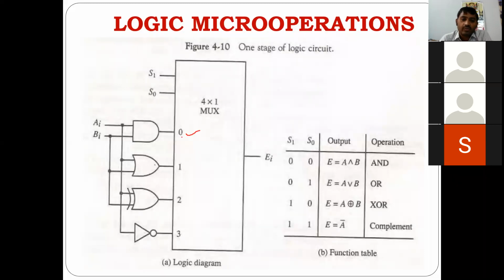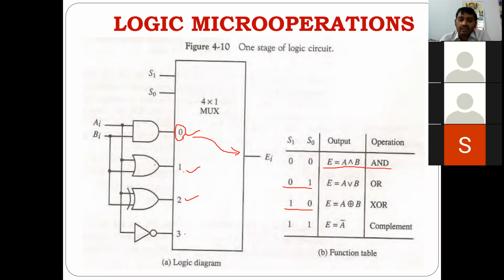So this one 0 will be selected and transferred onto the output, right? So what is the input connected to it? A and B. The operation is A and B, right? Similarly, if it is 0, 1, this is what is connected here: A or B. Similarly, for 1, 0, this one will be selected, which means A exclusive or B.